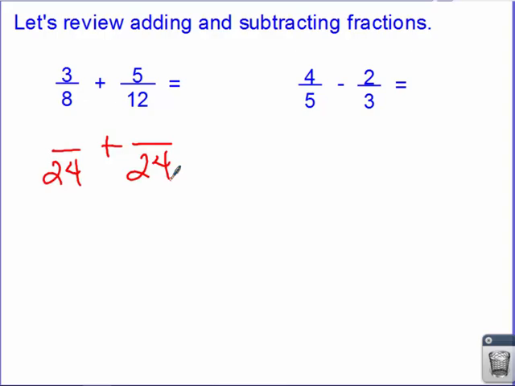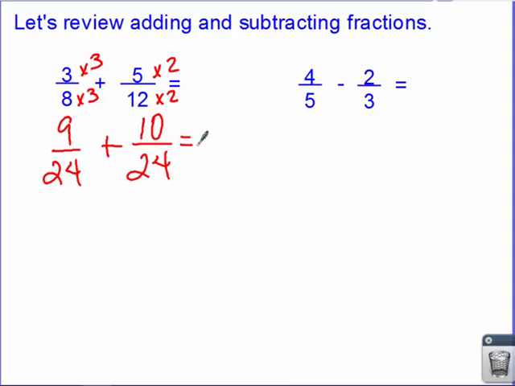So now we have to change our numerators to match. So that means, how did I change this 8 to a 24? Well, I multiplied it by 3. So I need to do the same thing to the top number. So my new numerator is a 9. For the 12, I asked, how did I go from 12 to 24? Well, we multiplied by 2. So I do the same thing to the 5. 5 times 2 is 10.